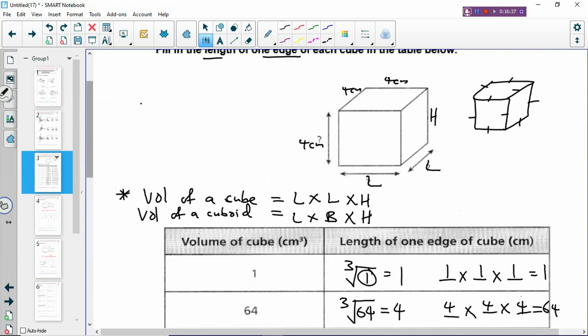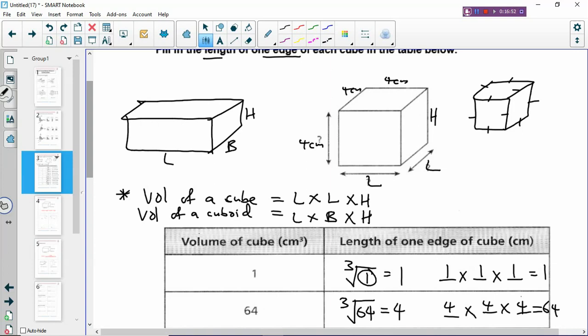And if it's a cuboid, what is a cuboid? A cuboid is a rectangular block. So a cube and a cuboid, they are different. A cube is a square block. A cuboid is a rectangular block. And the length is the longer side, the breadth is the shorter side, and the height.